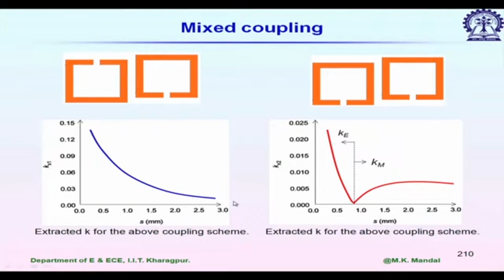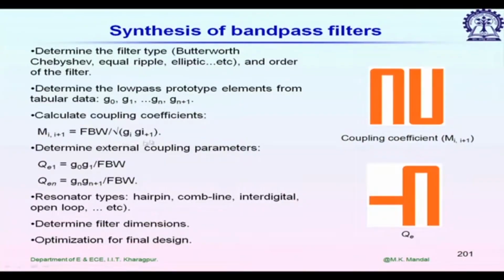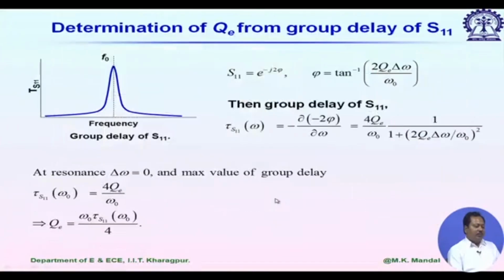Now once you have this plot, in the synthesis step, if we go back, you see we will be having different Mij values, that is nothing but the coupling coefficient between different resonators. So you can then calculate what is the gap required between two resonators for the required coupling coefficient from this matrix.